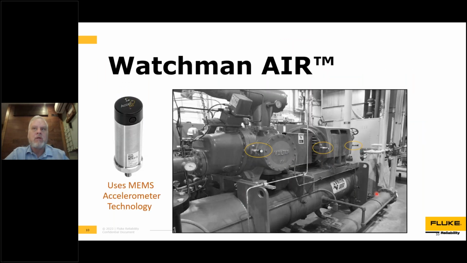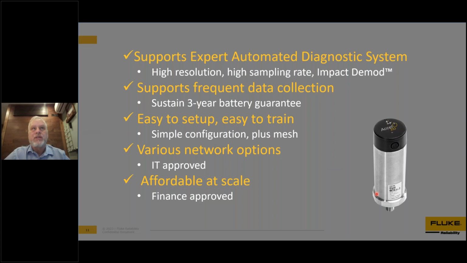Let's talk a little bit about our wireless devices and why we're talking about our wireless sensors and MEMS, because our sensors in particular use MEMS accelerometer technology. Not all wireless sensors do, but most do, and we'll talk a little bit about what the advantages and disadvantages are. Our wireless accelerometer does support what we consider to be high enough resolution and high sampling rate, and it does do our impact DMOD. It supports frequent data collection, and this particular sensor has a non-replaceable battery that we give a 3-year guarantee to. It's easy to set up, easy to train. And we have various network options to get that data out to the cloud, because this only works with the cloud, and it's affordable to scale.